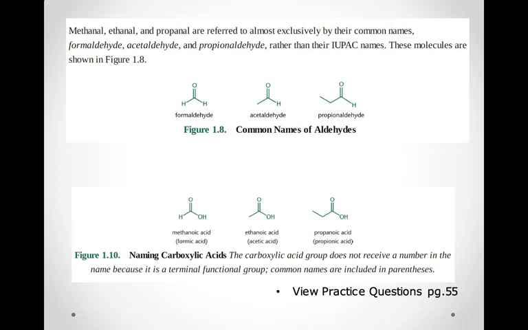Some commonly named carboxylic acids are methanoic acid, which is commonly known as formic acid, ethanoic acid, which is commonly known as acetic acid or vinegar, and you have propanoic acid, which is commonly known as propionic acid.